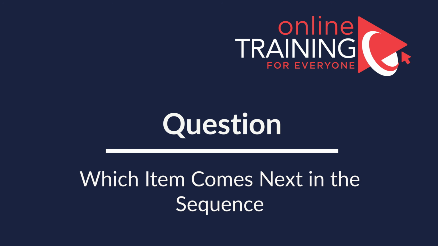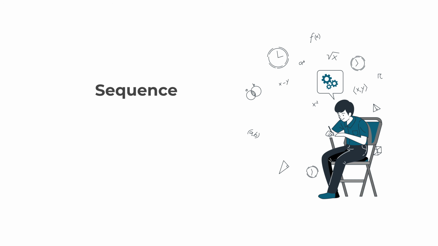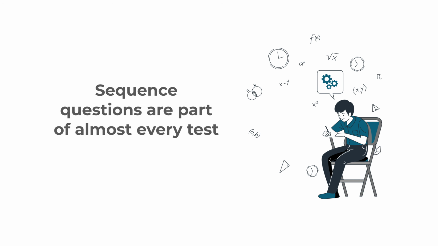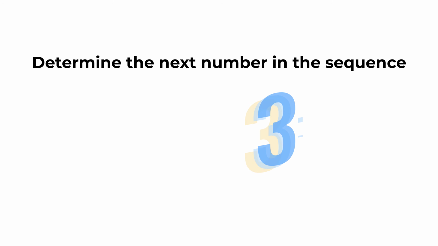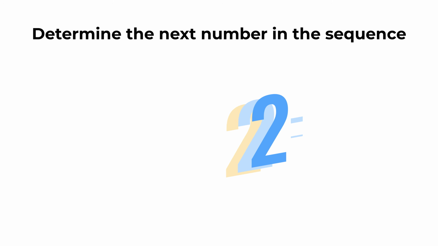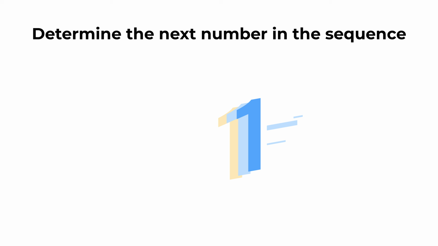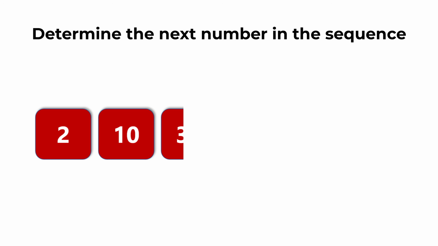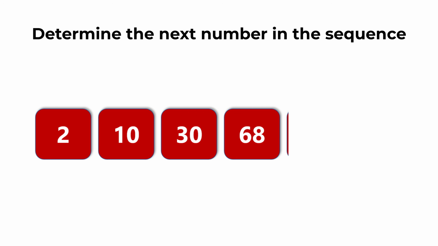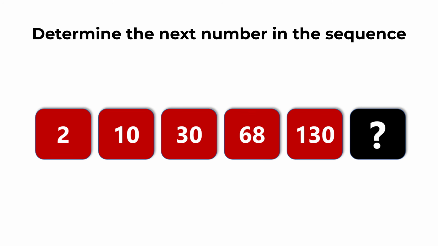It is almost guaranteed that you will get a question like this on every test. You're presented with the sequence of numbers, and you need to determine the next number in the sequence. In this case, the numbers are 2, 10, 30, 68, 130, and the next number is missing. Can you determine what comes next in the sequence?